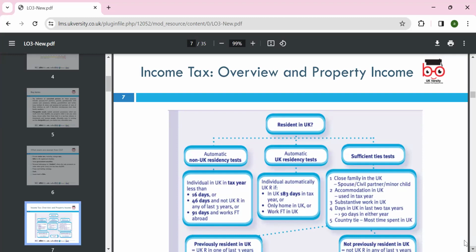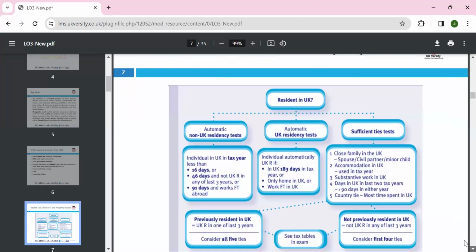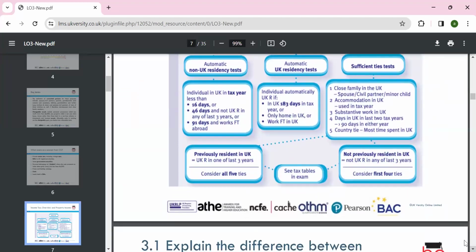Automatically UK resident if you're living in the country 183 days. For tax purposes, you become a resident of the UK if you have your only home in the UK and work full-time in the UK. Sufficient ties include close family in the UK, spouse and civil partner, accommodation in the UK used in the tax year, substantive work in the UK, 90 days in the UK in either of the previous 2 years, and country ties, most of the time spent in the UK. So that leads to the tax.